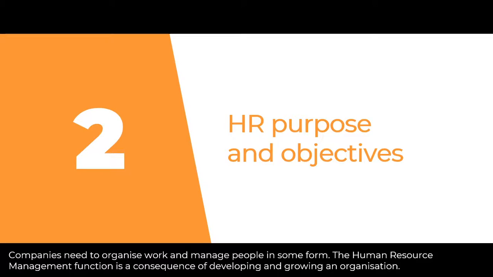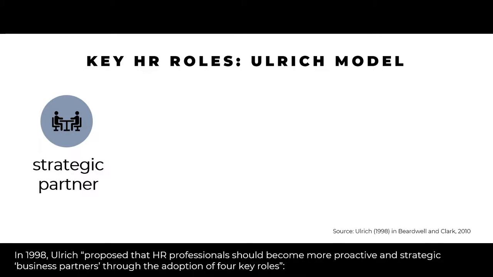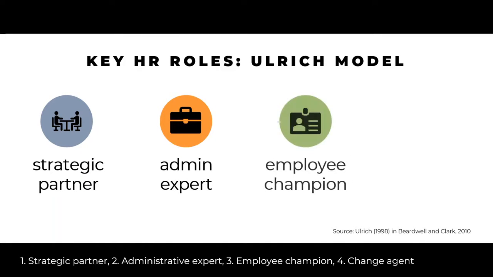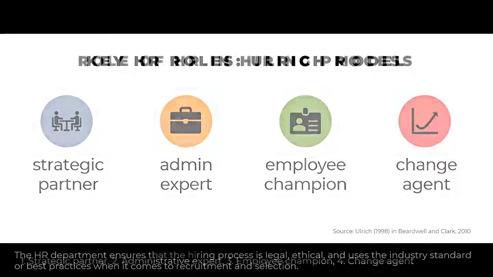Companies need to organize work and manage people in some form. The human resource management function is a consequence of developing and growing an organization. In 1998, Ulrich proposed that HR professionals should become more proactive and strategic business partners through the adoption of 4 key roles: strategic partner, administrative expert, employee champion, and change agent.